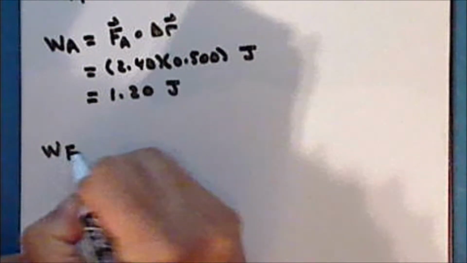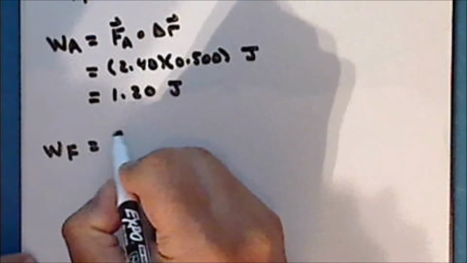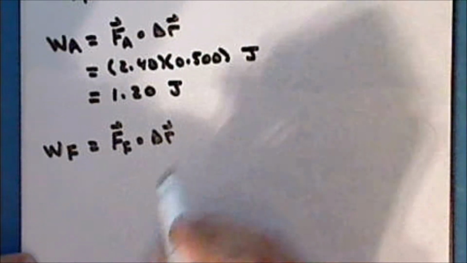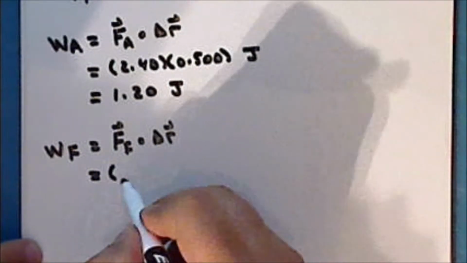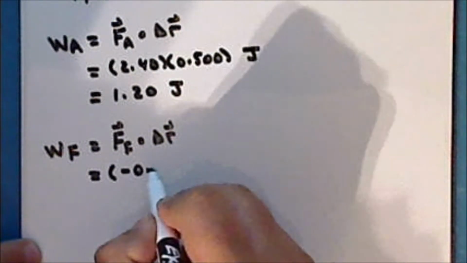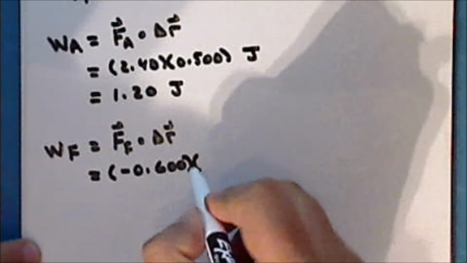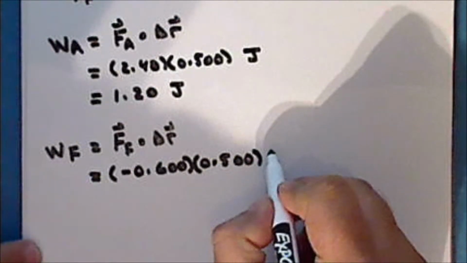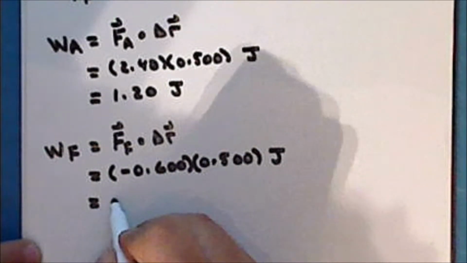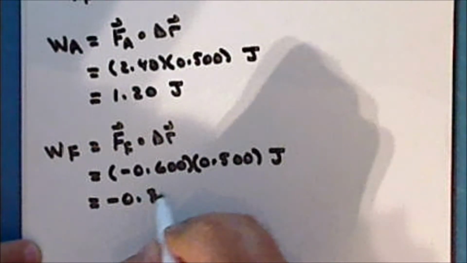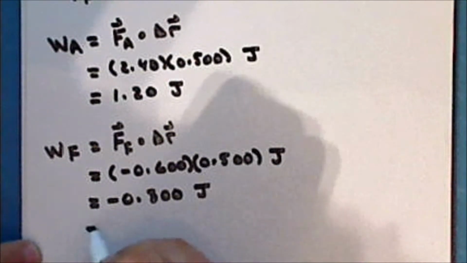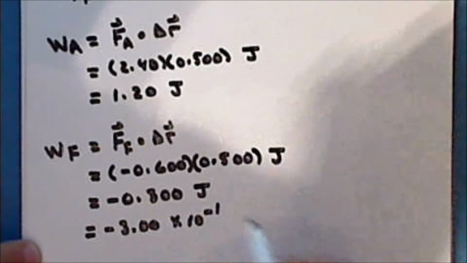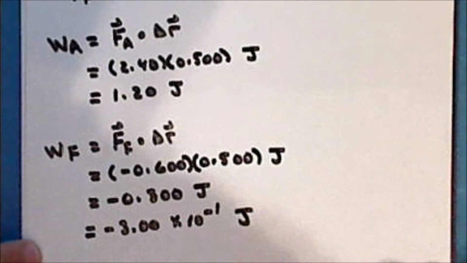The work done on the car by friction is the dot product of the force of friction and the displacement vector, which is negative 0.600 times 0.500 in units of joules, and this is negative 0.300 joules, or negative 3.00 times 10 to the negative first power in units of joules.